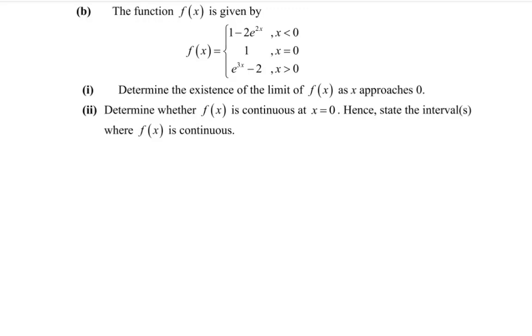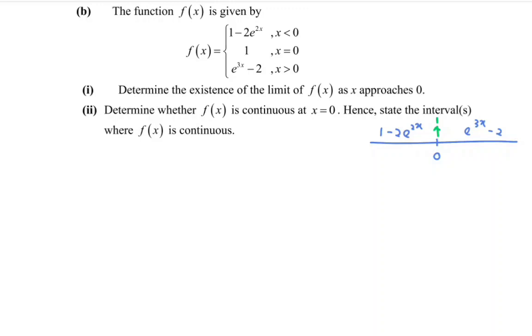Next, kindly refer to B. The function f(x) is given. So my suggestion is to illustrate the situation on a real number line. So here we have the 0. For the left hand side, where x is less than 0, the function will be 1 minus 2 exponent 2x. If x is equal to 0, then the value of y will be equal to 1. Continue, we have the exponent 3x minus 2 for the situation x greater than 0. Determine the existence of the limit of f(x) as x approaches 0.